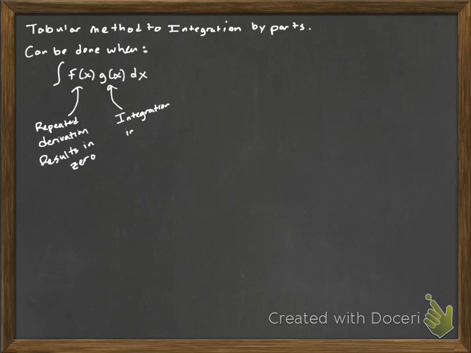Then g of x has to be something you can integrate. The first function I'm talking about, take a derivative of f of x until it gets to 0. And in g of x, we need the integration that can basically go on indefinitely, at least for the duration of the derivatives that happen in f of x.